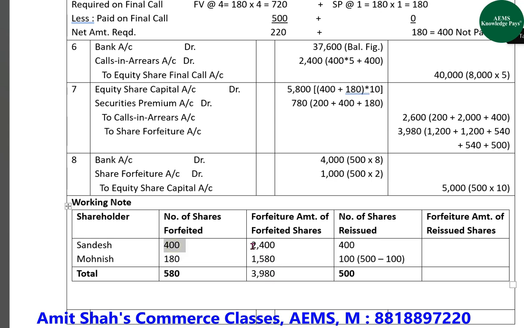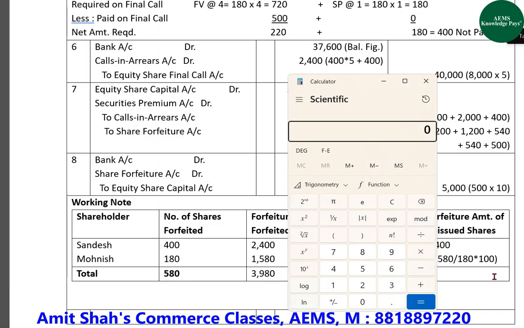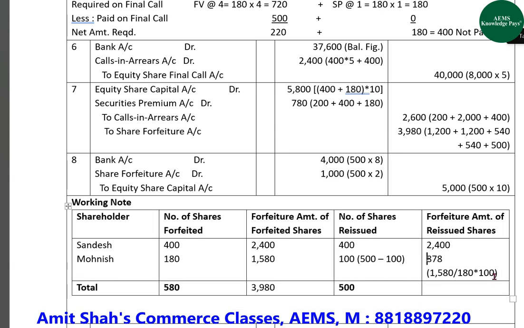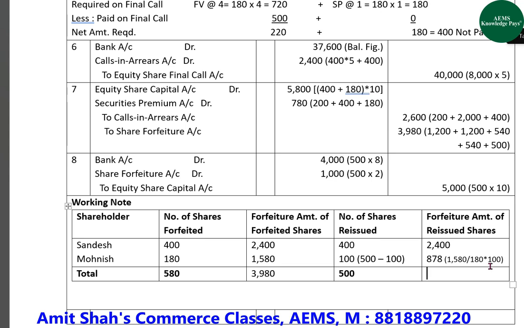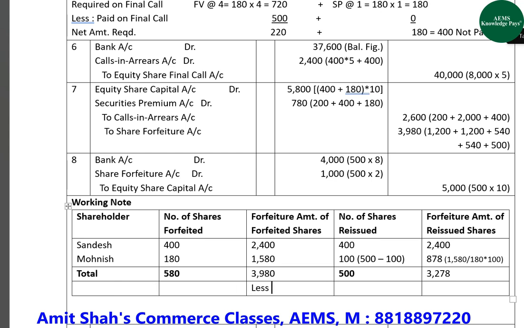Now for these 400 shares, the forfeiture amount is 2400, so for these 400 shares, again it would be 2400. For these 180 shares, the forfeiture amount is 1580. So for 100 shares, how much it would be, that we have to find out. That is 1580 divided by 180 multiplied by 100. Am I clear, guys, or not? Yes, sir. That is 877.77. I am taking it as 878, right? It means the forfeiture amount of all the reissued shares is 3,278. Correct, guys? Yes, sir.